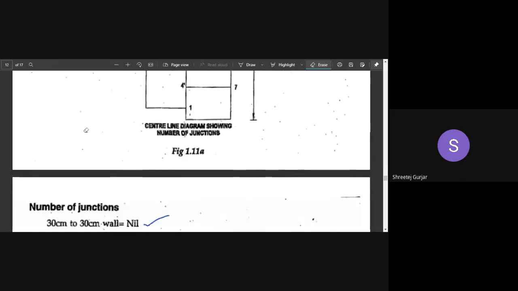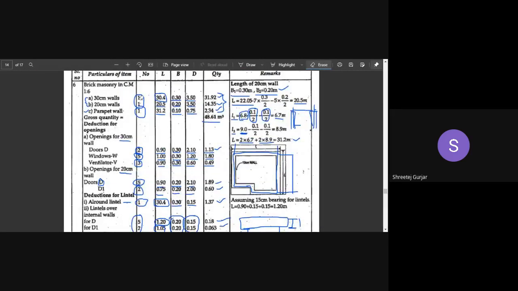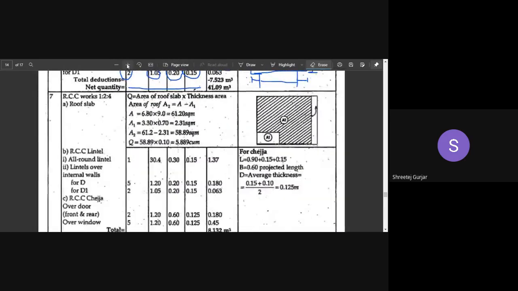So coming to your next part of calculation. We are done with brickwork, and now we will move on to RCC work. You are calculating this for the first time, I think, so we will go slow. RCC work 1:2:4, RCC work in roof slab. So we have to do the calculation of RCC work in the roof slab.